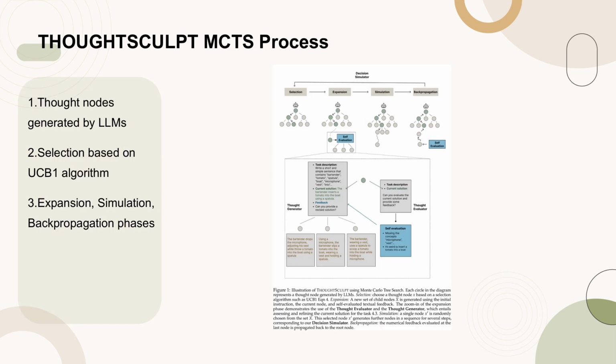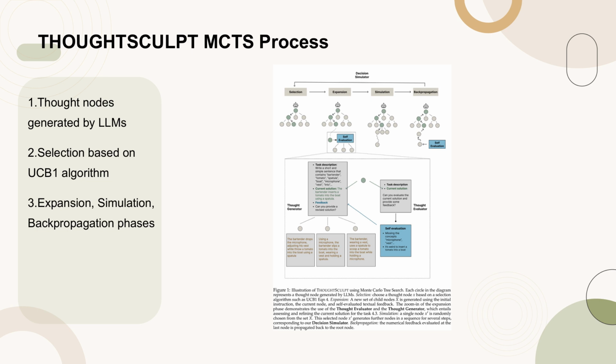Figure 1 illustrates the THOUGHTSCULPT process using Monte Carlo Tree Search, MCTS. Each circle in the diagram represents a thought node generated by large language models, LLMs. The process begins with the selection phase, where a thought node X is chosen based on a selection algorithm such as UCB1. In the expansion phase, a new set of child nodes is generated using the initial instruction, the current node, and self-evaluated textual feedback.